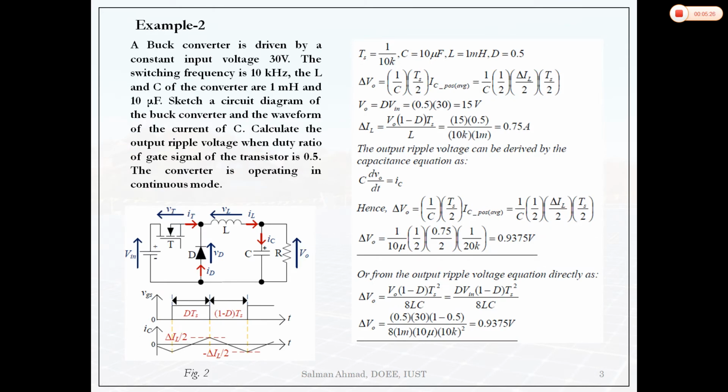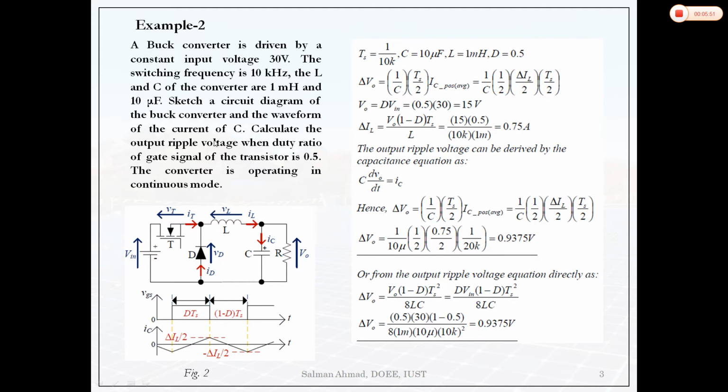Now this is the second example. We have one buck converter. The parameters are given as 30 volt input voltage and 10 kilohertz switching frequency. L and C values are given as 1 millihenry and 10 microfarad respectively. Now we have to sketch the circuit diagram of the buck converter and the waveform of the current of C.